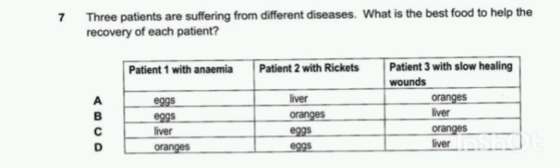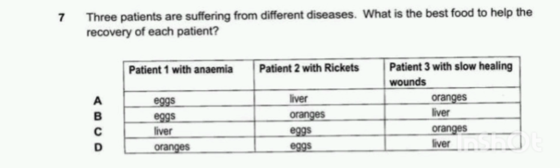Okay, so we have patient 1 suffering from anemia, patient 2 suffering from rickets, and patient 3 having difficulties in healing wounds. Okay, so let's now move on. So the question is saying, what is the best food to help the recovery of each patient?